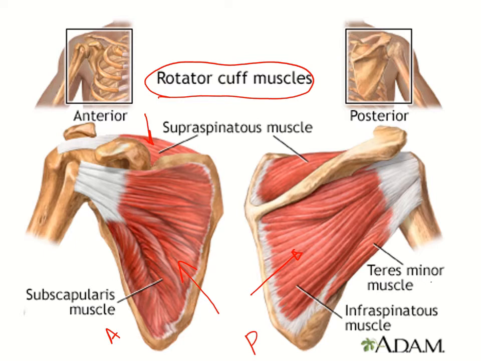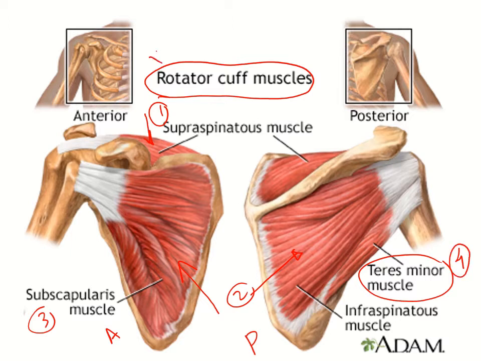And teres minor muscle. So it is supraspinatus, infraspinatus, subscapularis, and teres minor muscle. So altogether it's four muscles. These four muscles are called rotator cuff muscles, and these muscles are important to maintain the shoulder joint in position.